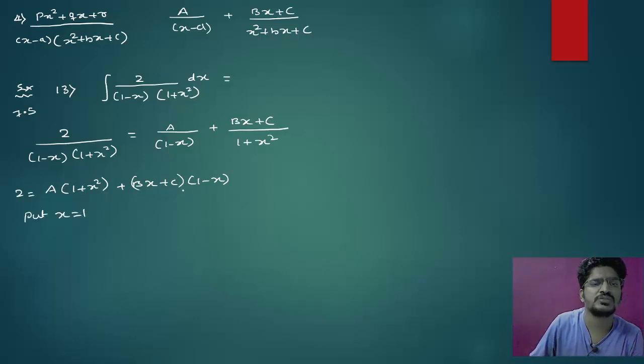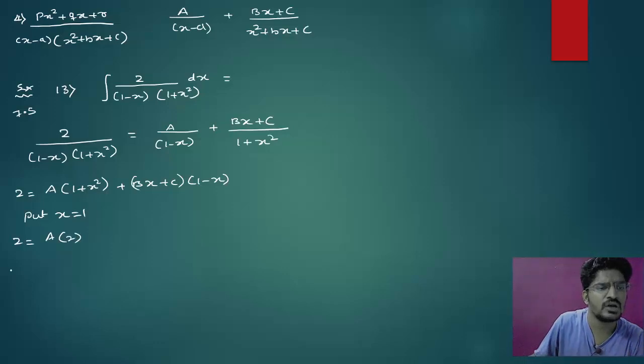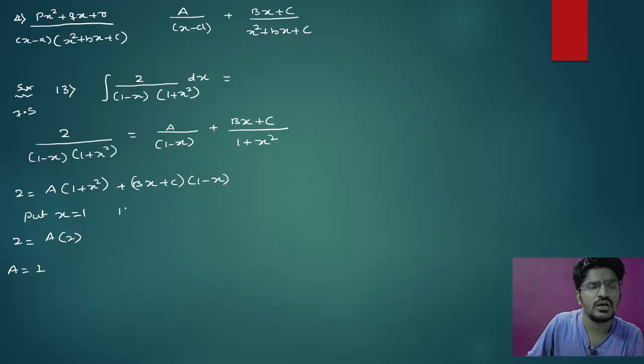So this term becomes 0. Therefore 2 equal to a into 1 plus 1, which is 2. Therefore a value will be 1. 2 by 2 will be 1. Next put x equal to 0.